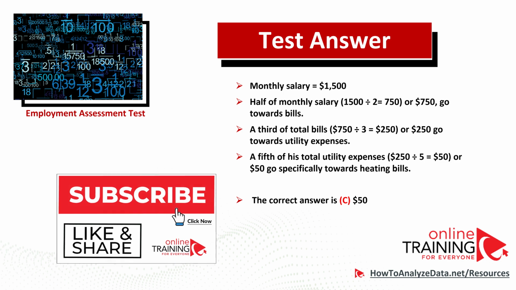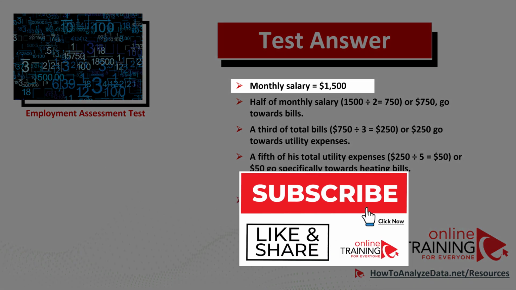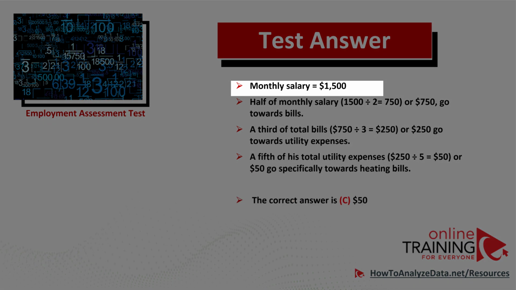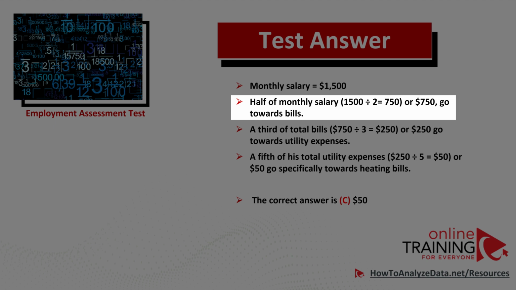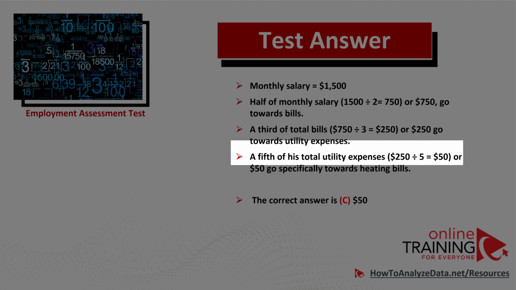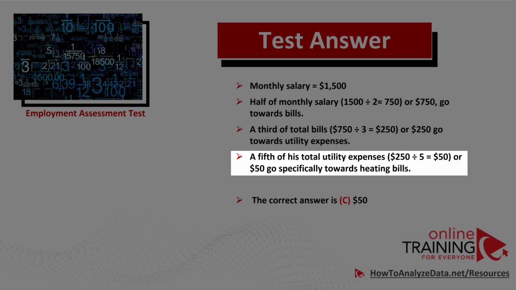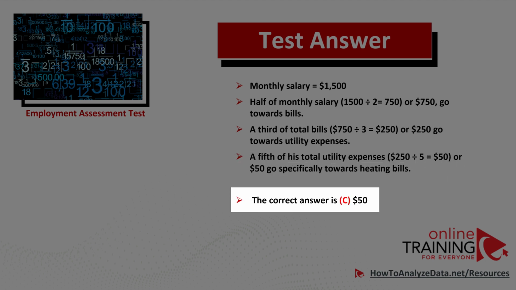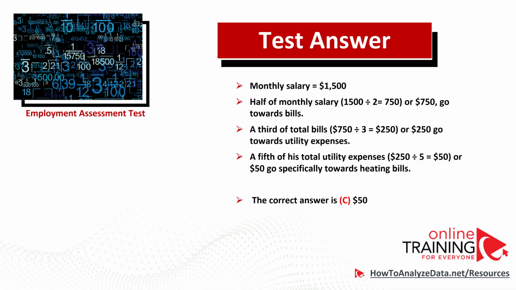We will solve this problem in multiple steps. If Grant's monthly salary is $1,500, half of his monthly salary would be $750, which is calculated as dividing 1,500 by 2. And this half goes toward bills. A third of total bill payments would be $250, and this is calculated as 750 divided by 3. And the fifth of the total utility expenses would be $50, which is calculated as 250 divided by 5. So the correct choice here is choice C, $50. Hopefully you've nailed this question.